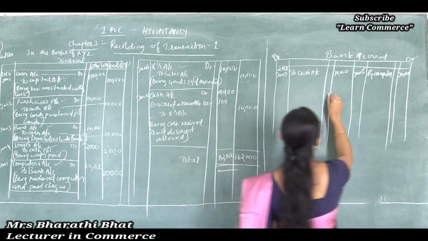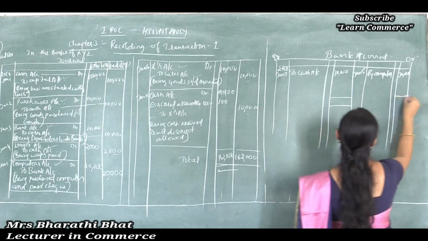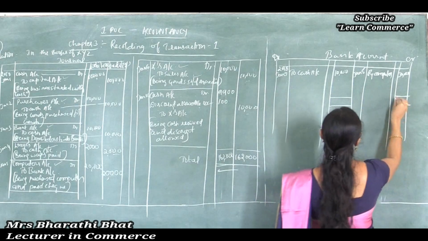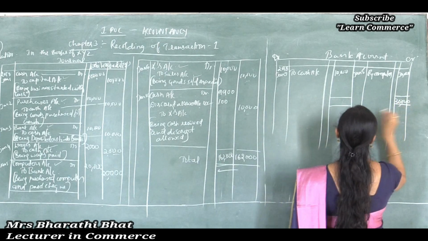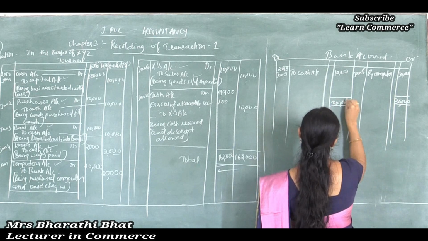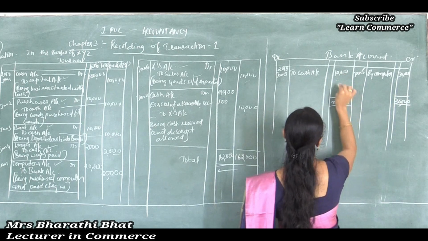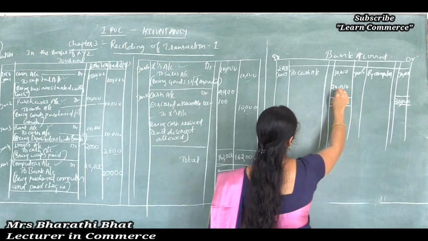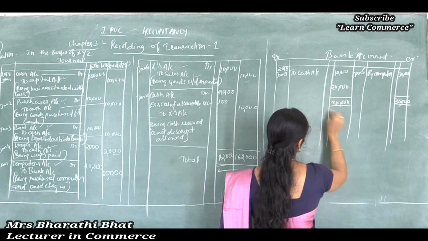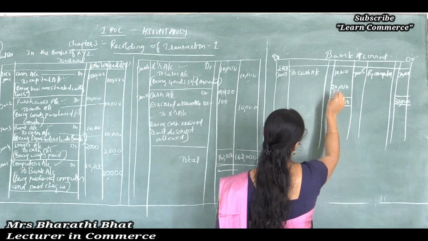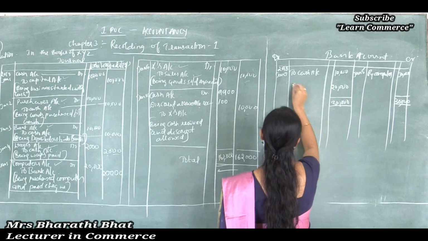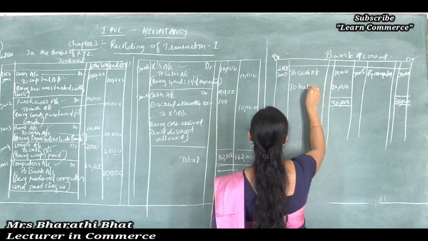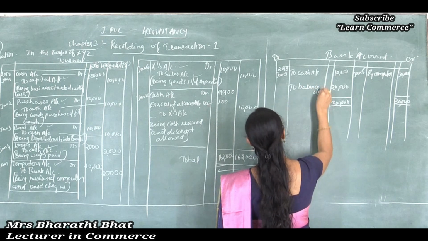The next step is balancing. How to balance? Total it. The greater amount should be written on both sides. 30,000, 30,000. The lesser amount: 30 minus 10, 20,000. So by adding 20,000, this side will get 30,000, equal to 30,000. So that is what, to balance carried down.